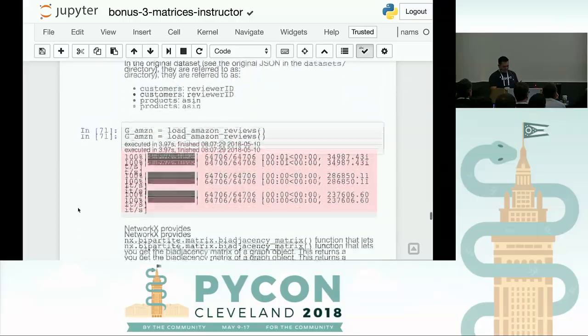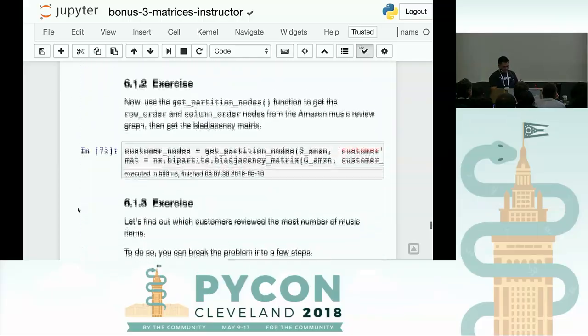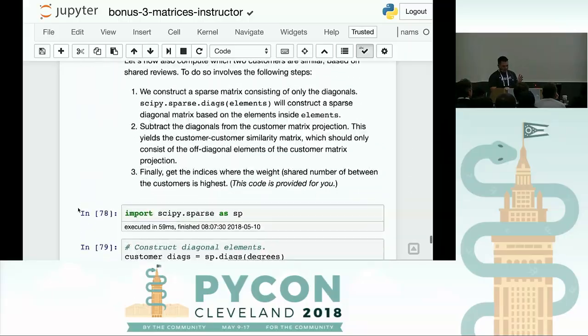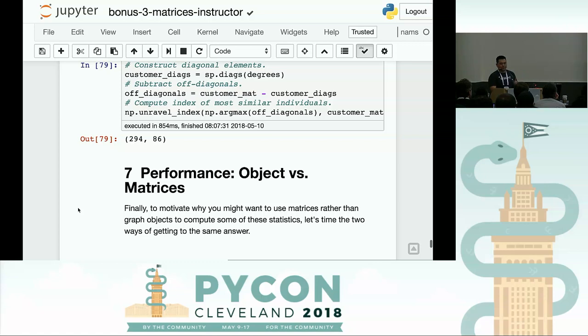I'm going to leave it at that, except to say that the important part of why I've introduced matrices is because some of these operations that you might want to try with pure Python NetworkX would take up to 100 times longer with the NetworkX functions as opposed to doing it with matrices.